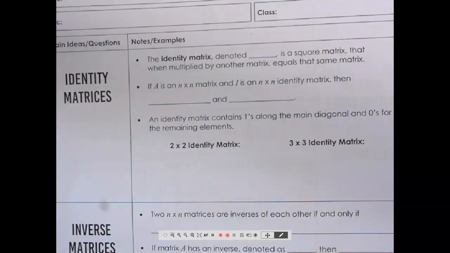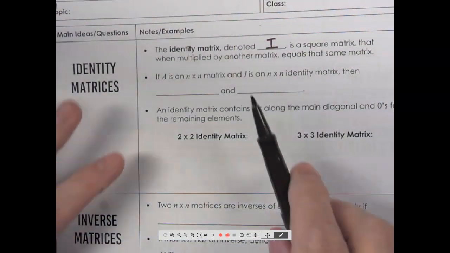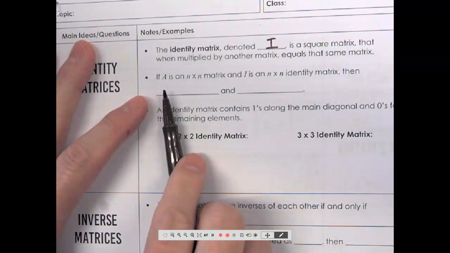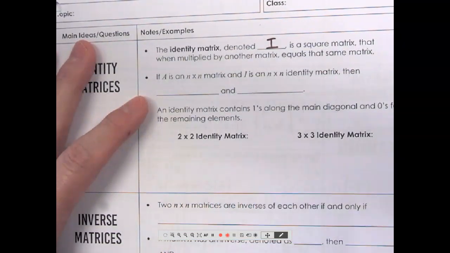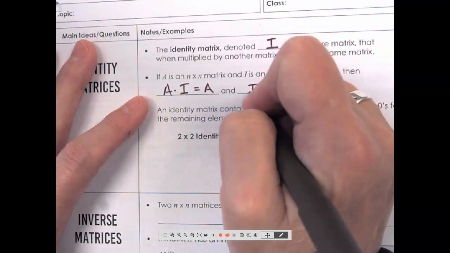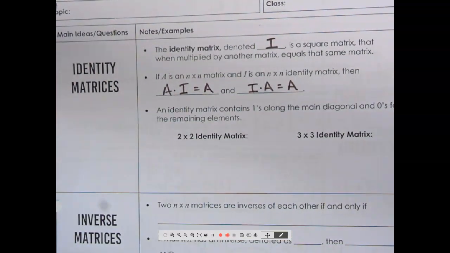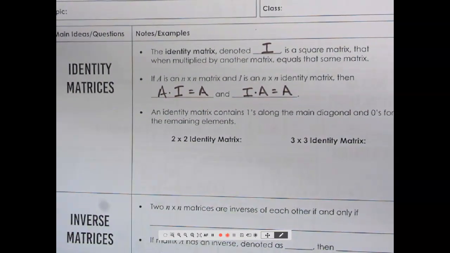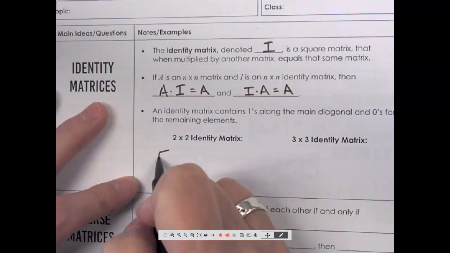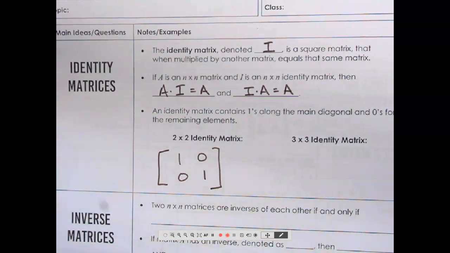The identity matrix, denoted I, is a square matrix that when multiplied by another matrix equals the same matrix. If A is an n by n matrix and I is an n by n identity matrix, then A times I is A and I times A is A. So I can take that identity matrix and multiply it on either side, and I should get the same one right back. So you guys just discovered this is our 2 by 2 identity matrix.